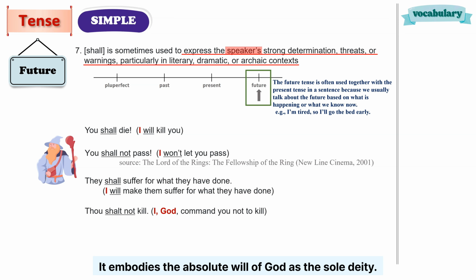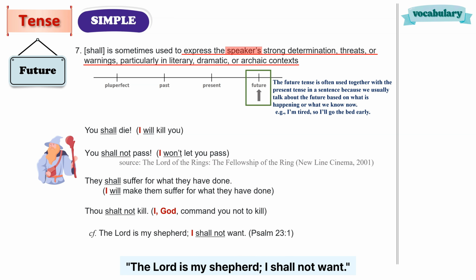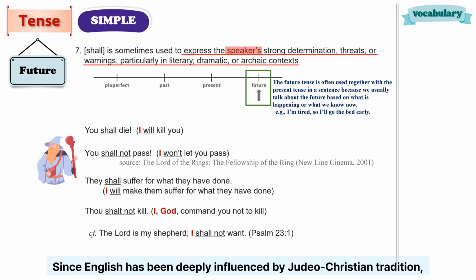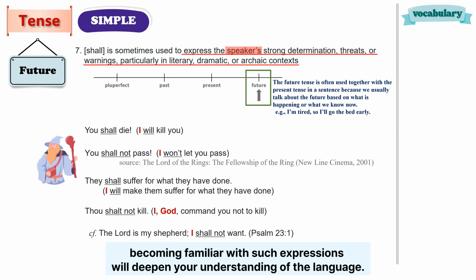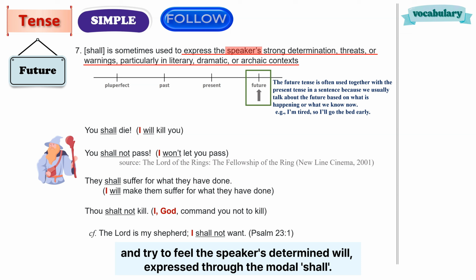It embodies the absolute will of God as the sole deity. And as a side note, even those who don't regularly attend church are likely familiar with this biblical verse. The Lord is my shepherd, I shall not want. It's not just a statement about the future, but an expression of unwavering faith and spiritual certainty. Since English has been deeply influenced by Judeo-Christian tradition, becoming familiar with such expressions will deepen your understanding of the language. Now, read along and try to feel the speaker's determined will expressed through the modal shall.